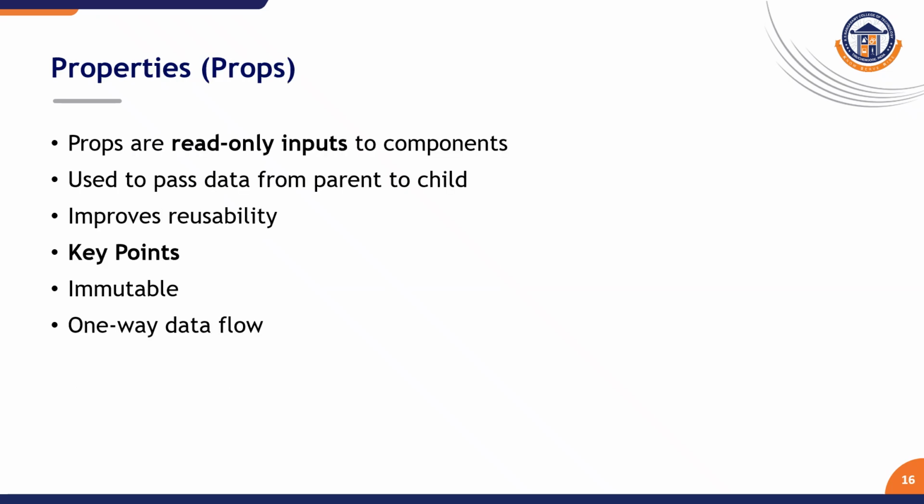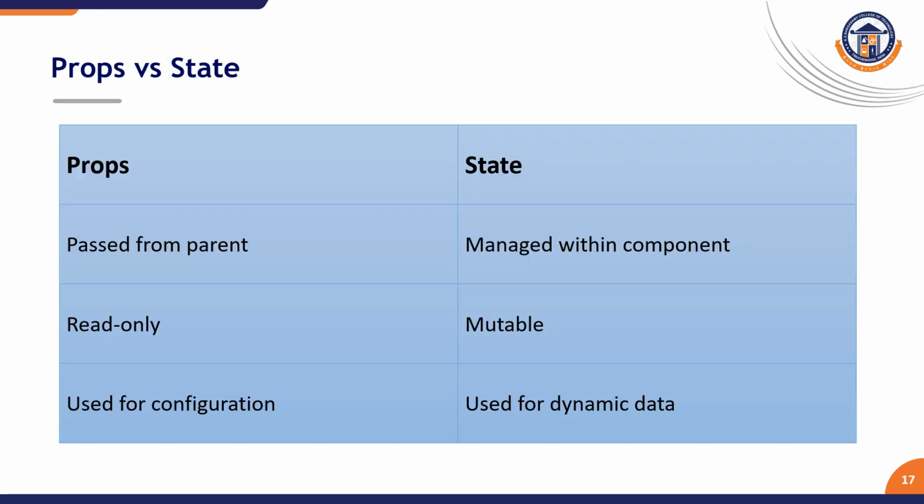Properties, that means props. Props are read-only input to a component. They are used to pass data from parent to child, and they improve reusability. The key point is immutable one-way data flow. Props versus state. Props are passed from parent, state is managed within the component. Props are read-only, state is mutable. Props are used for configuration, state is used for dynamic data.